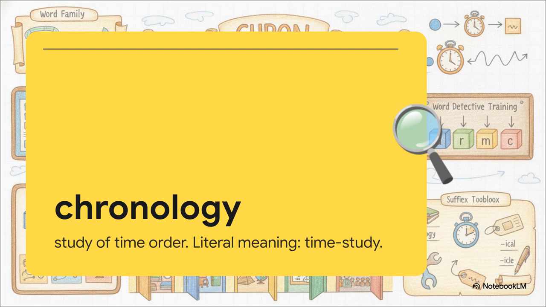We take a chron, meaning time, and we just add the suffix ology. Now, as a quick spelling tip, ology always means the study of something. So the literal meaning here is time study. But in modern terms, it means the study of time order. Think about a historian. A historian creates a chronology of events in the exact order of time they happened.